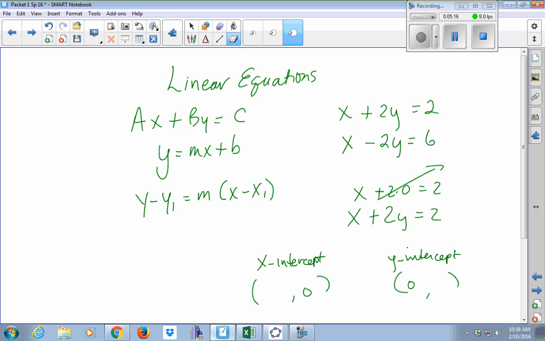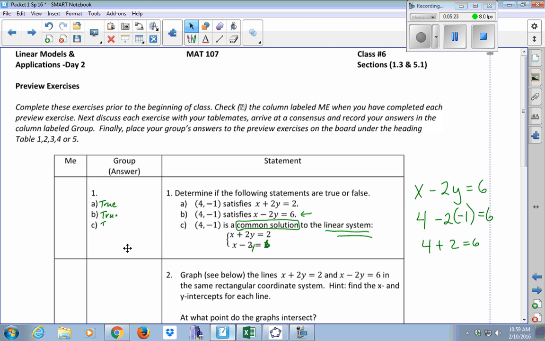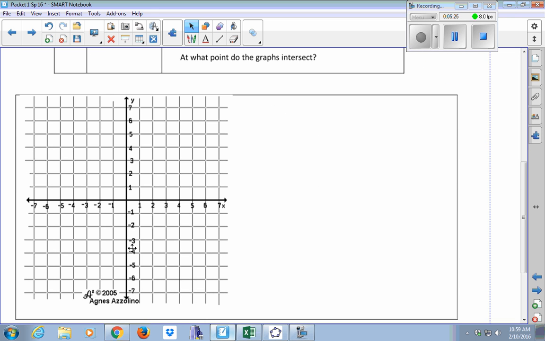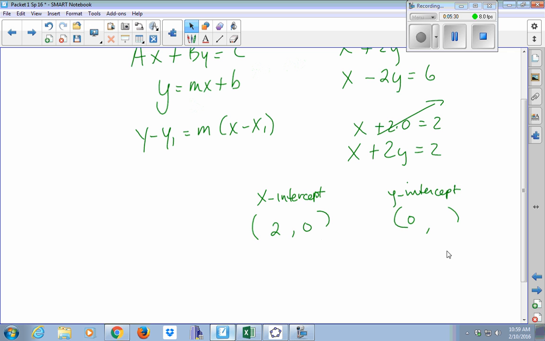That disappears, and you get x is 2. Voila, you have 1 point that you can graph, (2, 0). So you come over here to your graph, (2, 0). Okay, perfect. And your second point is your y-intercept. All right, so let's do our y-intercept now.